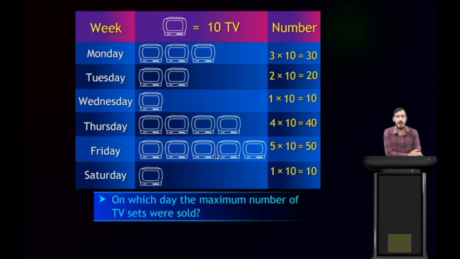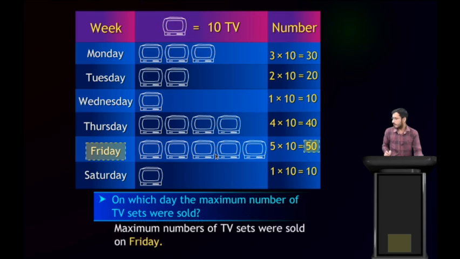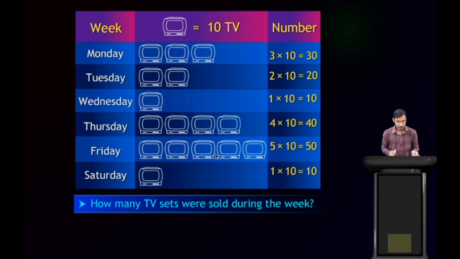Now the second question is on which day the maximum number of TV sets were sold. Here you can see 30, 20, 40 and 50. So the maximum is 50, and that is on Friday. So the maximum number of TV sets were sold on Friday.